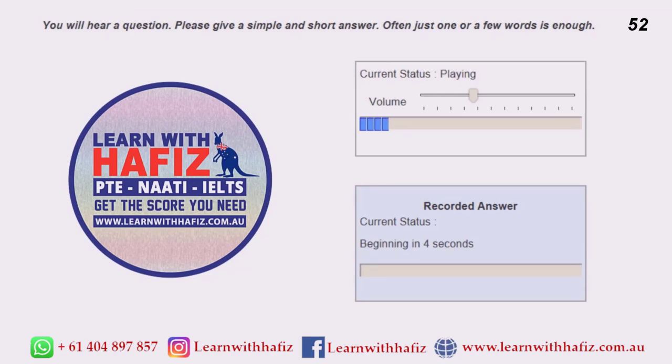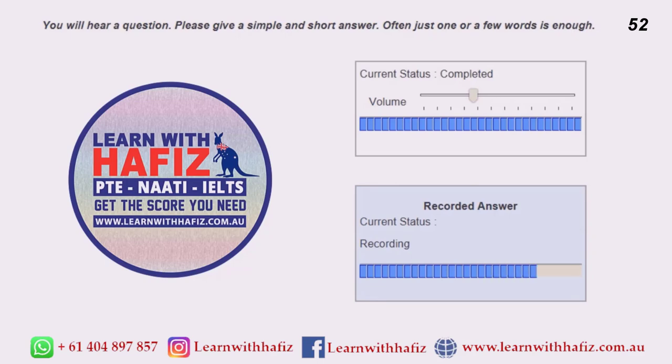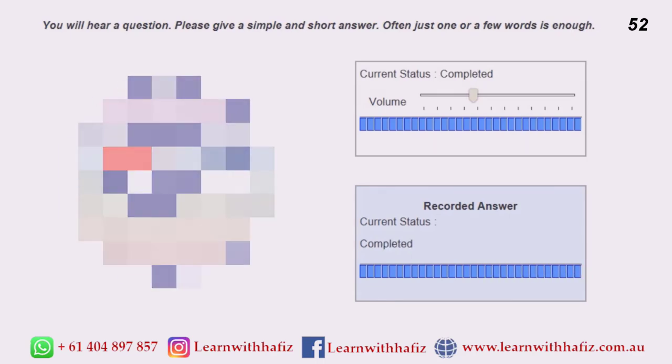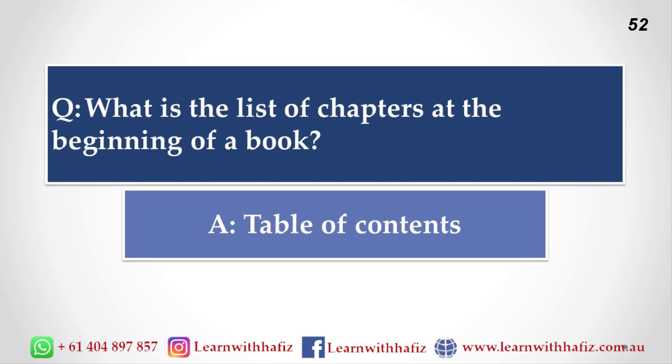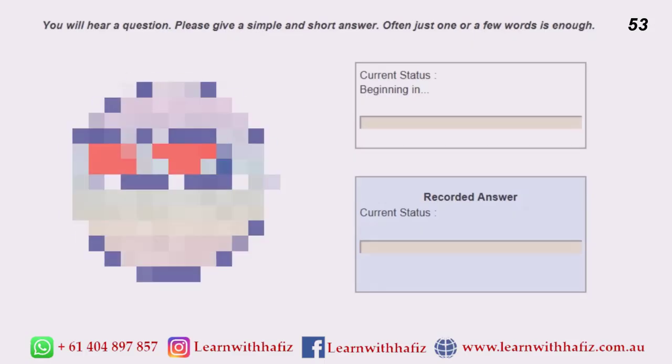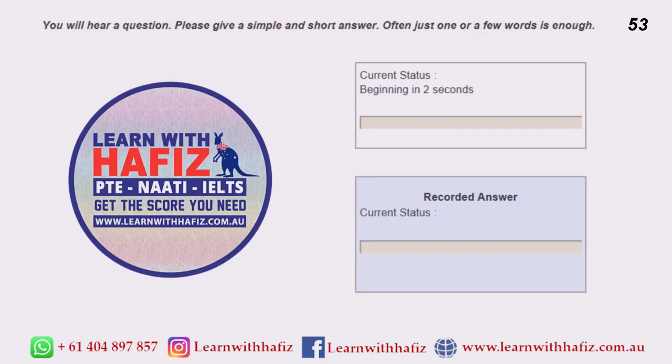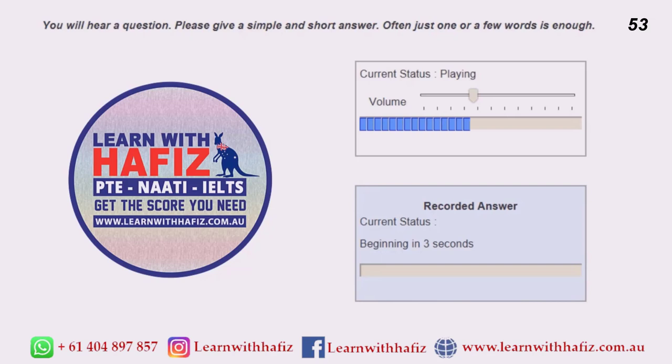What is the list of chapters at the beginning of a book? Correct answer is. What do ornithologists study, human, birds or machines?